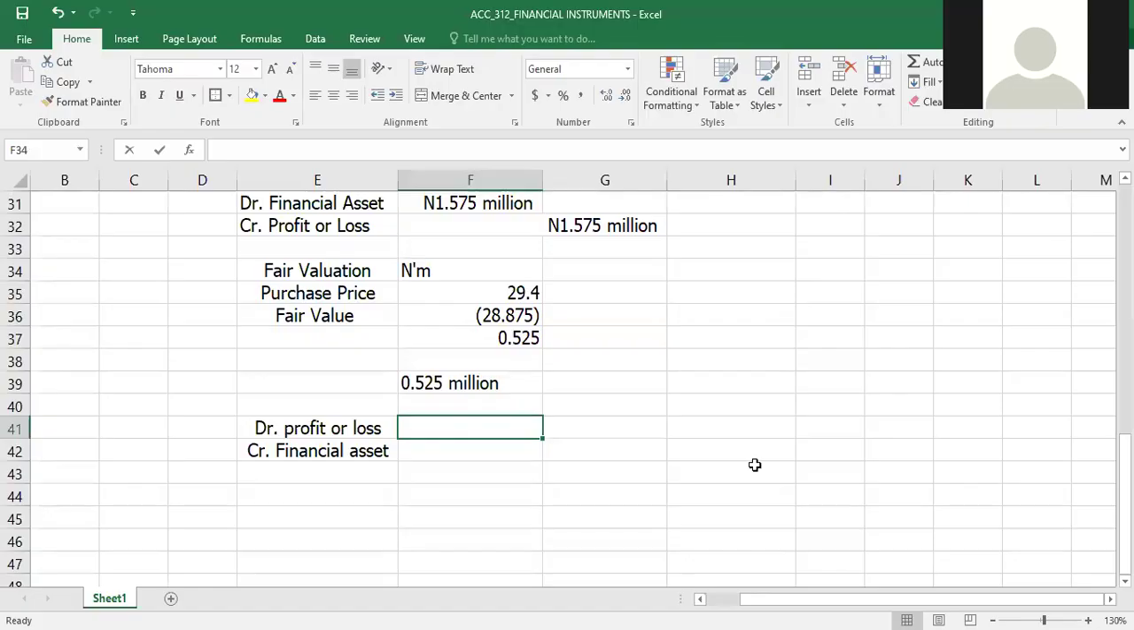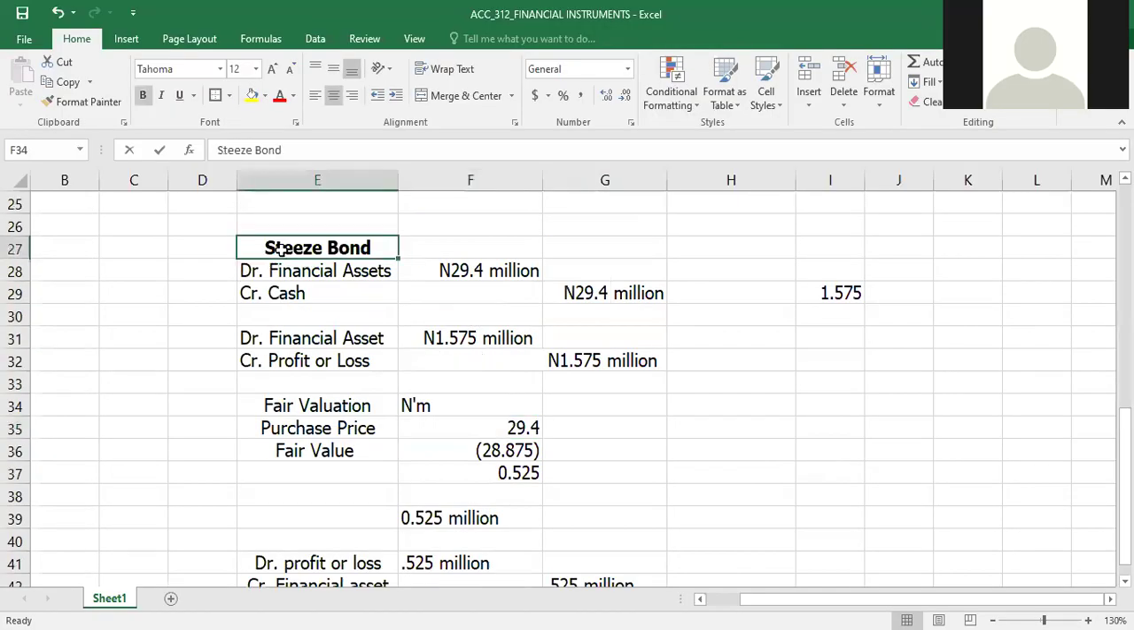All figures are in millions. So what this means, therefore, is that you are debiting your profit or loss with 0.525 million, that is 525,000. And the financial asset will go down in value by 0.525 million, so that you effectively write down 29.4 million to 28.875.